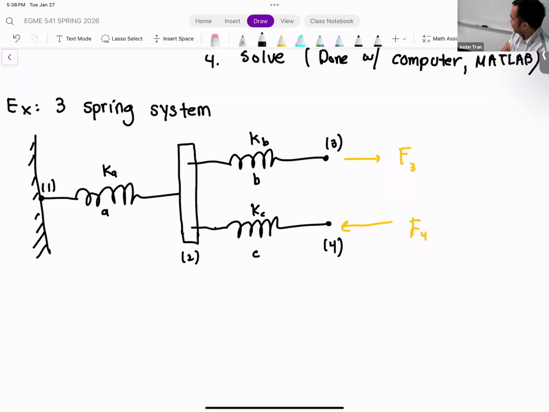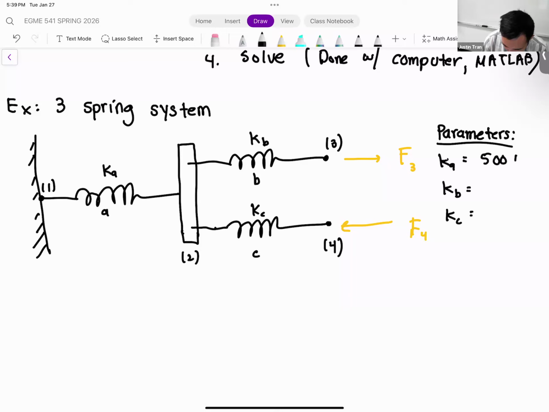Unlike the previous problem, for this problem we are actually going to use some numbers, so we're going to be able to compute a solution. Let's go ahead and list out those values. The parameters of our problem: we need values for all 3 spring constants, Ka, Kb, Kc. Ka is going to have a spring constant of 500 newtons per meter. Kb is going to have a spring constant of 100 newtons per meter. And Kc is going to have a spring constant of 250 newtons per meter.